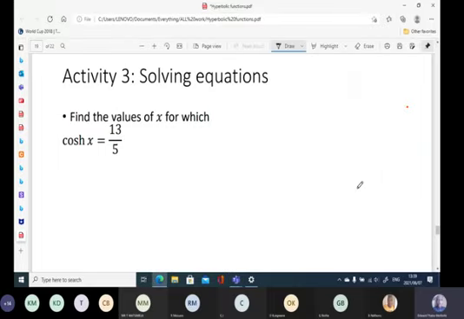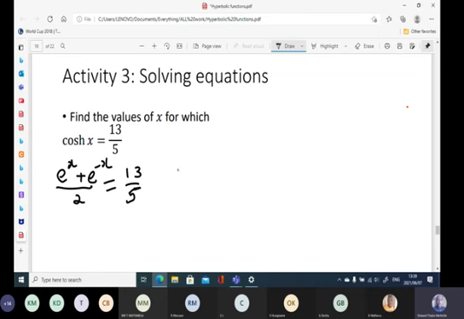Okay, now here I'm going to solve like with trigonometric equations. So this will follow a similar approach to trigonometric equations. To solve this one, you can solve it from the first principle, or you can solve it directly. If you solve it from the first principle or definition, you can solve it by changing cosh x to (e to the power x plus e to the power minus x) over 2 equals 13 over 5.